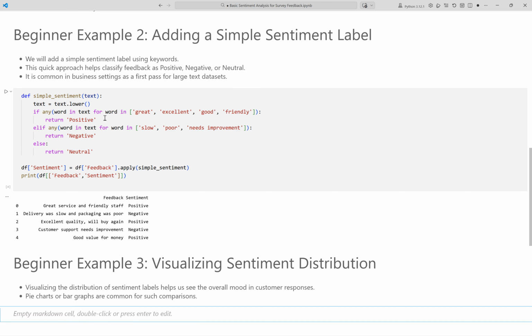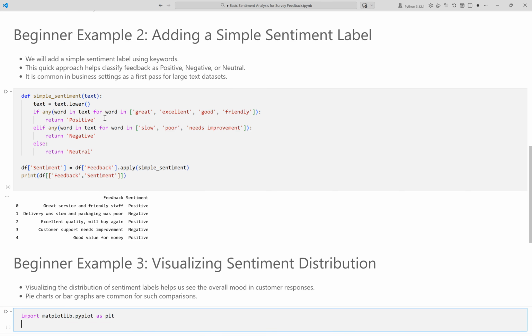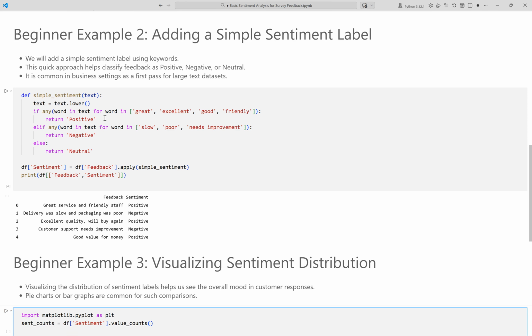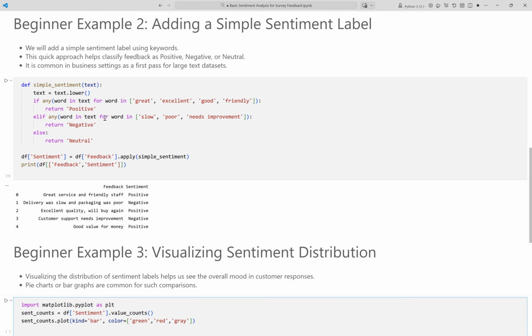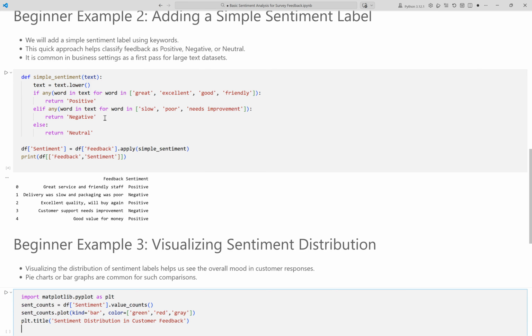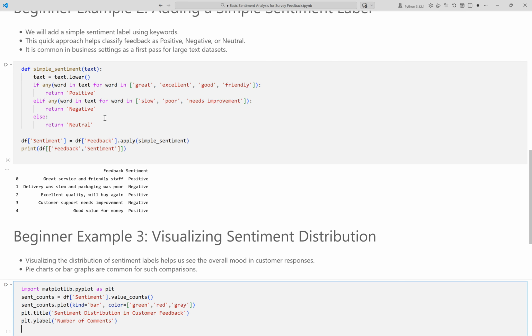We import Matplotlib to create visualizations. We count the number of feedbacks in each sentiment category. We plot the sentiment distribution as a bar graph. We add a title and label for clarity. We display the chart to identify which sentiment is most common.